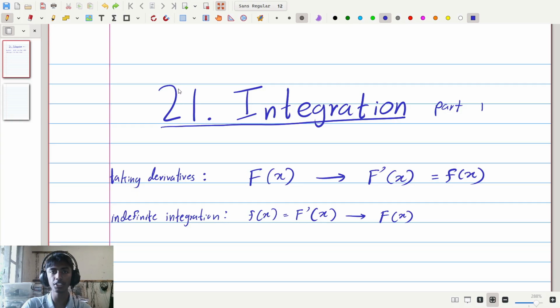Similar to how differentiation had multiple videos, integration is going to have multiple videos. Welcome to integration number 1. In this video, we are going to be discussing the basis of integration and the basic idea of it. And in the next video, we will be going further into concepts of integration.